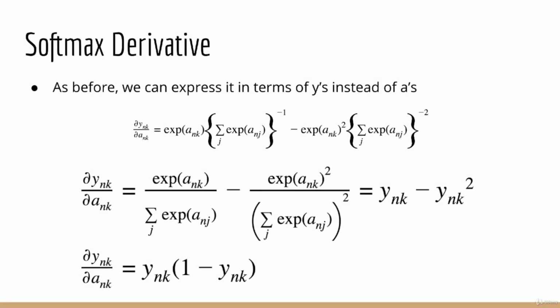Just like before, we can conveniently express this in terms of y's. We can see that it's equal to y of nk minus y of nk squared, which is also equal to y of nk times 1 minus y of nk.